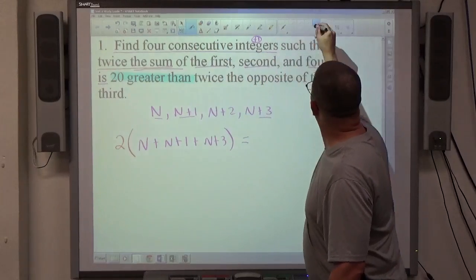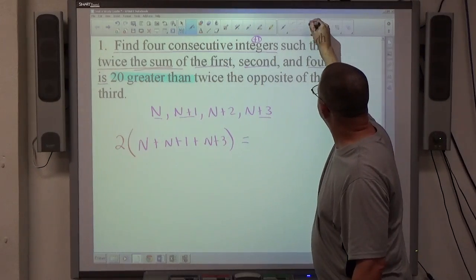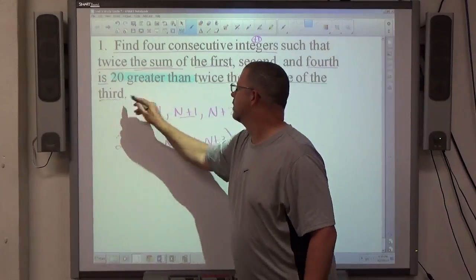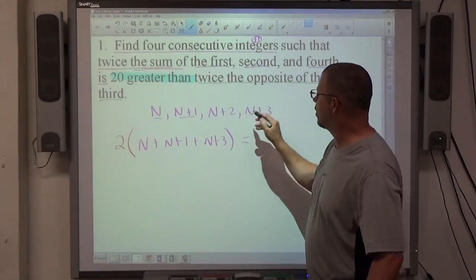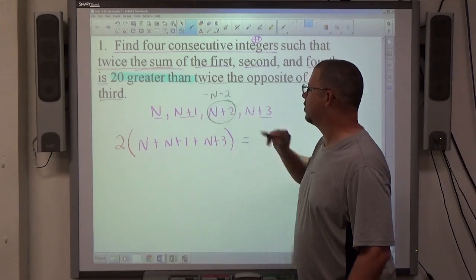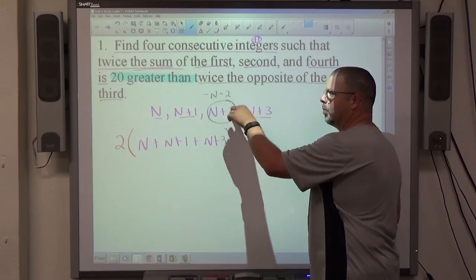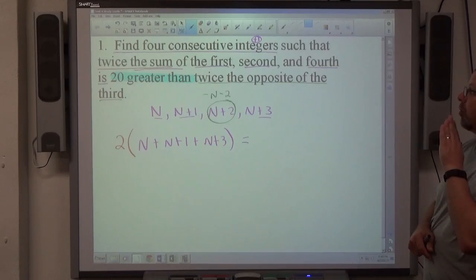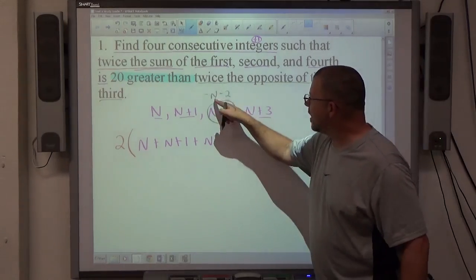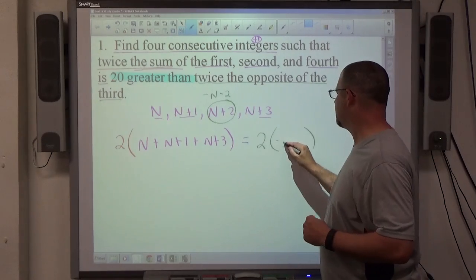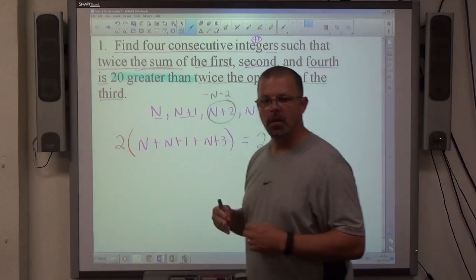Then it says twice the opposite of the third. All right, so let's focus first of all on the opposite of the third. This is the third. The opposite of the third is minus n minus 2. Be careful, if you're going to take the opposite of multiple pieces, you have to change the sign of every piece of that thing. We want to do twice that thing. Now, minus n minus 2 is 2 things, so to do 2 times 2 things, once again, parentheses are necessary. So be cautious of that.